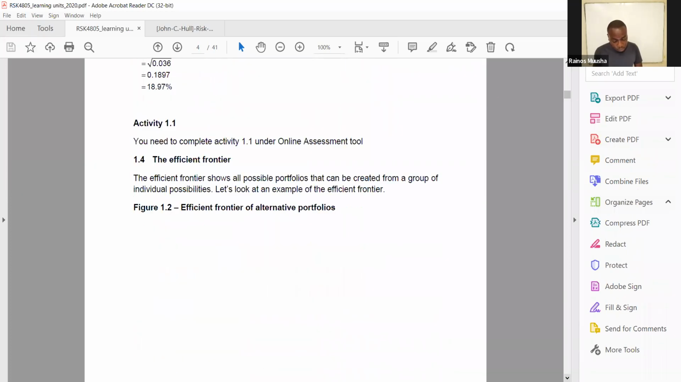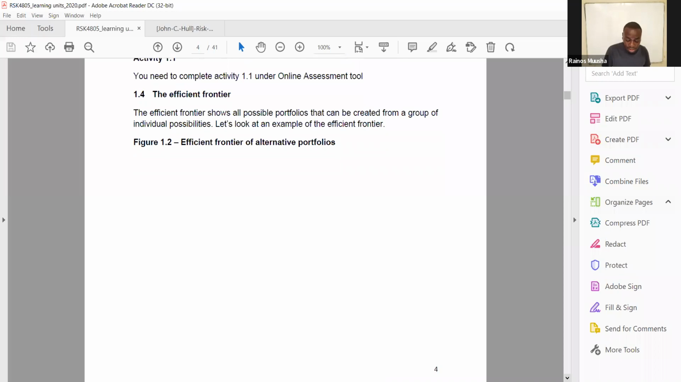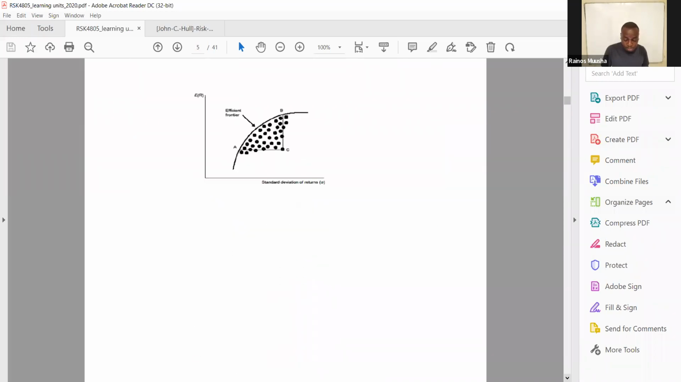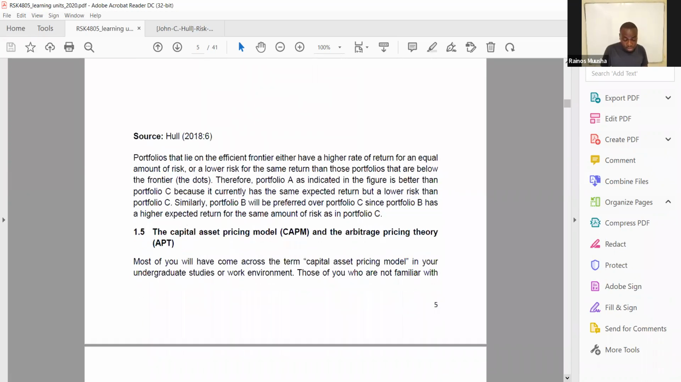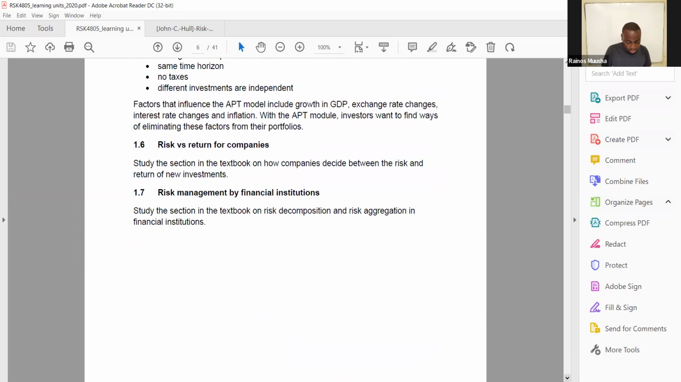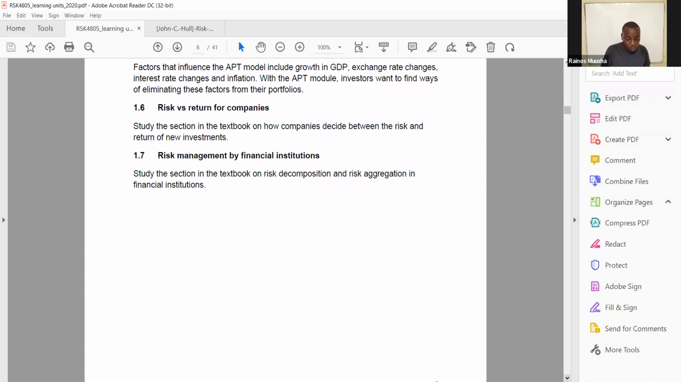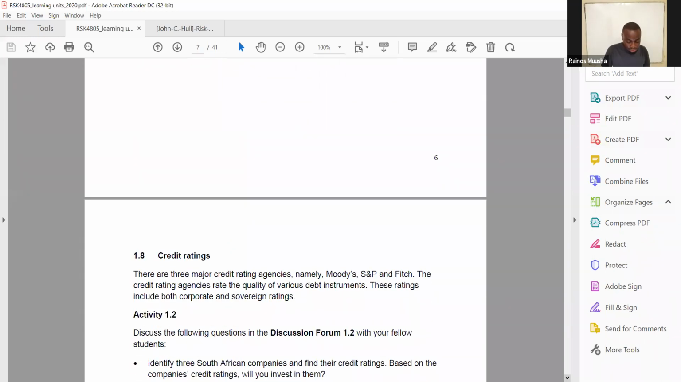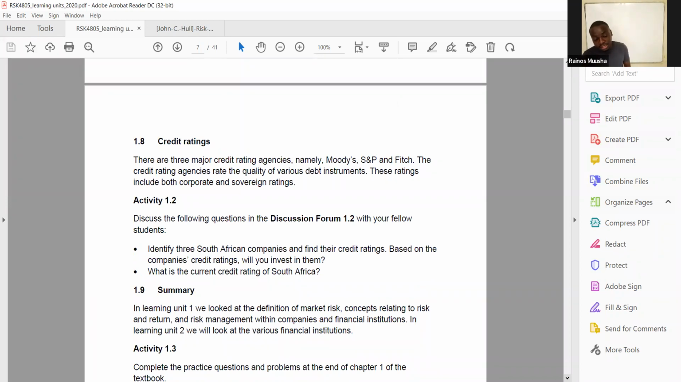Then from there, we look at the efficient frontier, so that we can analyze exactly why one needs their portfolio to be found on the efficient frontier. Then in 1.5, we're going to be looking at the capital asset pricing model and a breakdown of the capital asset pricing model. And 1.6, we look at risk versus return for companies. And 1.7, we look at risk management by financial institutions. And 1.8, we look at credit ratings as well. But you see that 1.6, 1.7, and 1.8 are just one or two paragraphs that we need to cover under each of those sections, because it's mostly theory.